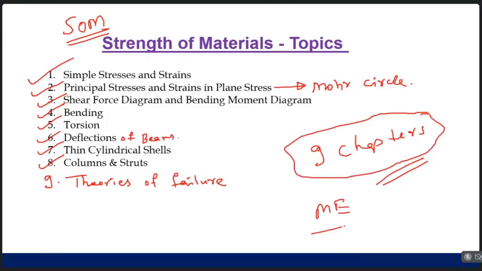You're going for ME, that is mechanical engineering, or CE, that is civil engineering. But there is a very slight difference between these two branches, mechanical and civil, from the syllabus point of view. For example, theories of failure is in mechanical, but very few questions come from it in civil engineering.